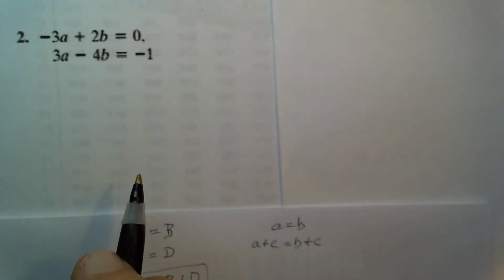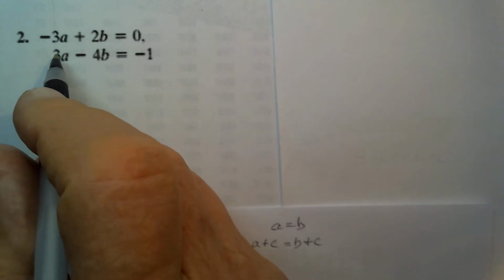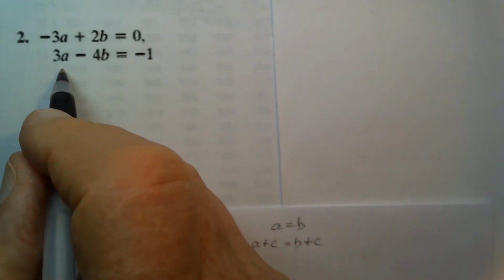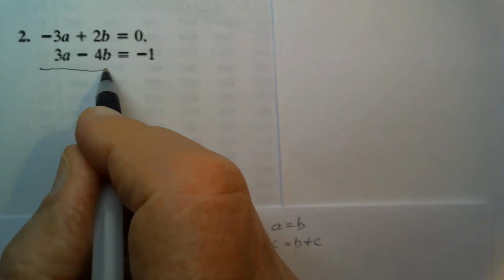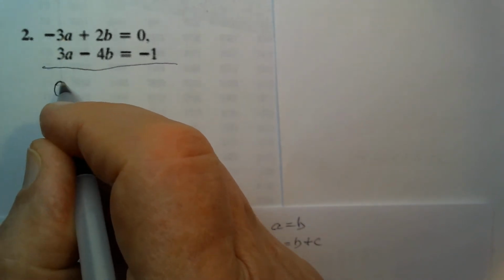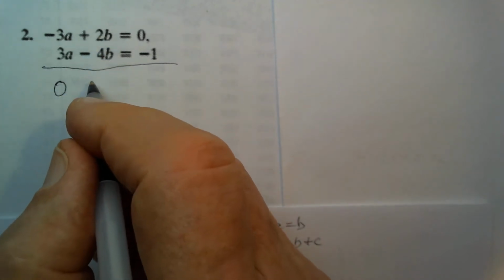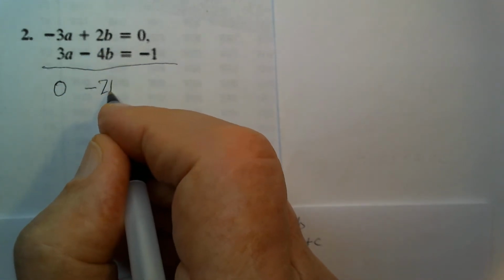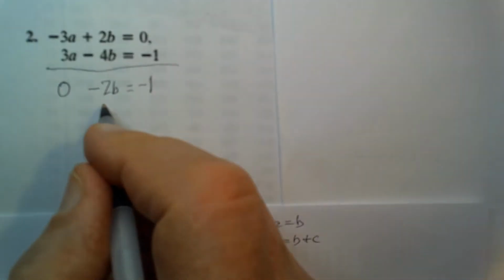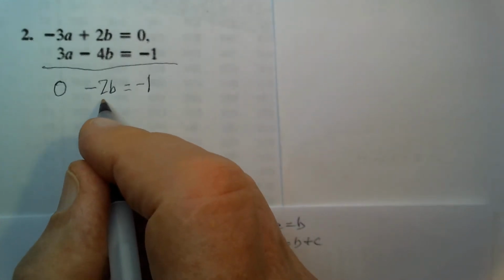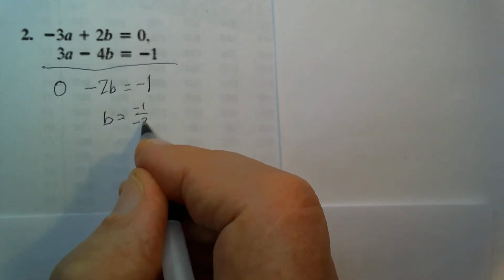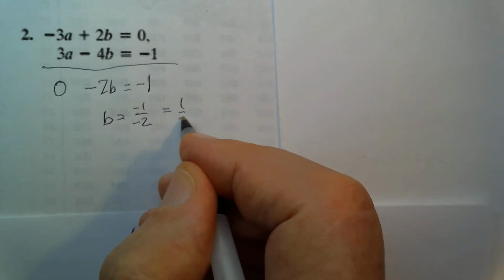Let us apply the same method to the next exercise. Minus 3a plus 2b equals 0, and 3a minus 4b equals negative 1. So we add these two equations, and minus 3a plus 3a is 0, and 2b minus 4b is minus 2b, and 0 minus 1 is negative 1. Then we divide both sides by negative 2 to isolate b. So b then is equal to minus 1 divided by minus 2, or equal to 1/2.